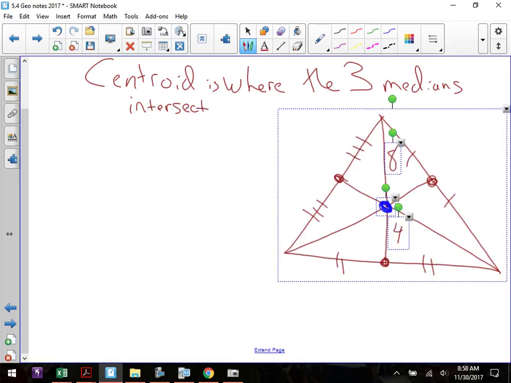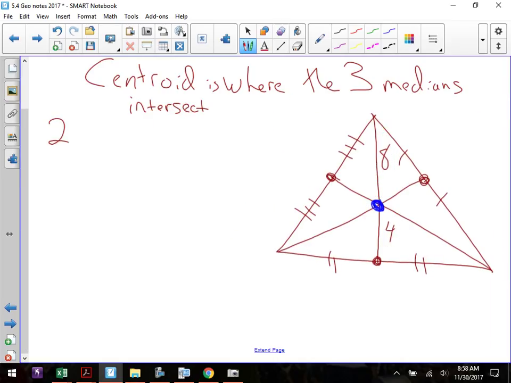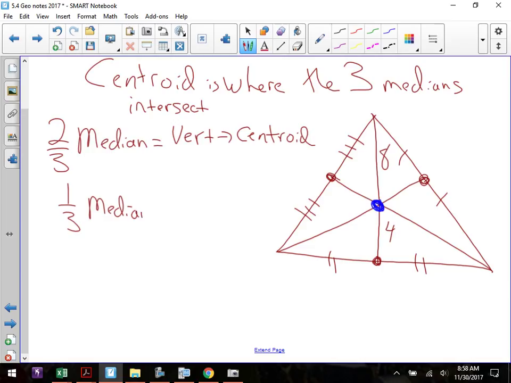But as you get into it, think about the segments. 2/3 the median is vertex to centroid. 1/3 of it is the centroid side. Okay. It sounds really weird, but if you realize that 2/3 is just double 1/3, 1/3 is just half of 2/3. So don't freak when you see this whole idea of the fractional amount. It is very, very easy to work with.